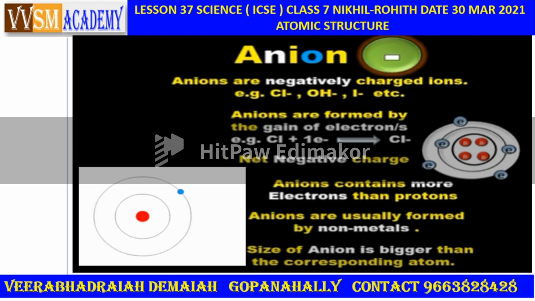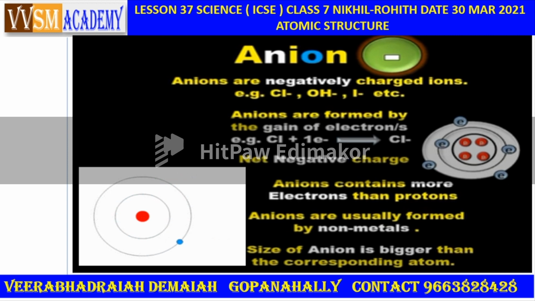There are two types of ions, I told you. Cation we have discussed. Now anion. An anion is a negative ion. Negative ions are anions, charged ions. Examples: chloride Cl minus, OH minus, I minus, SO4 2 minus sulfate ions, then carbonate ions, bicarbonate ions. All these are anions because they are formed by the gain of electrons.